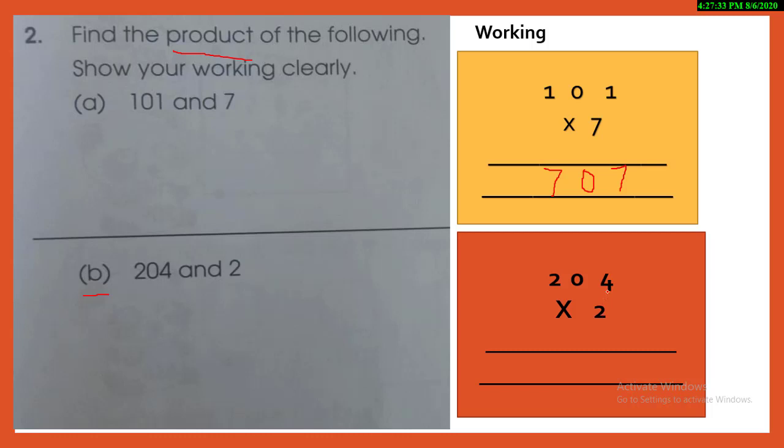So 2 fours are 8. Let's do it quickly. 2 zeros are 2. No, 2 zeros are 0. 0 multiplied with anything gives 0, so your answer will be 0. Please be careful. 2 twos are 4. That's our answer. See how easy this multiplication is? You are just going step by step, and you can do it very easily.